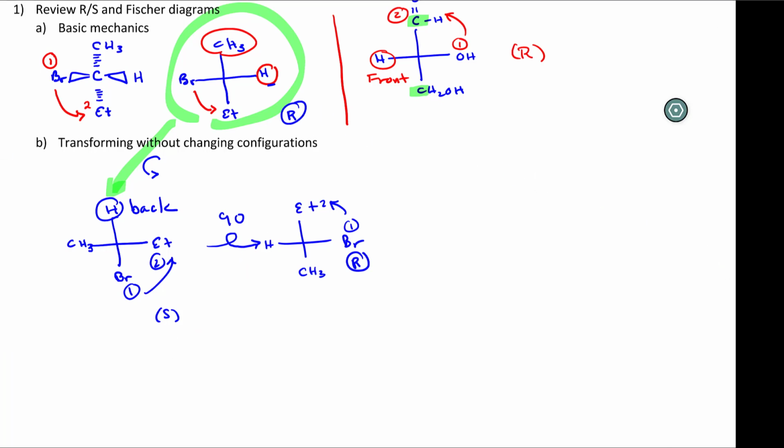So rotations, let's put a little note here. Rotations, 90. Let's just go with the compound we have. This is the enantiomer. And then you can also do 180, and that's the same.